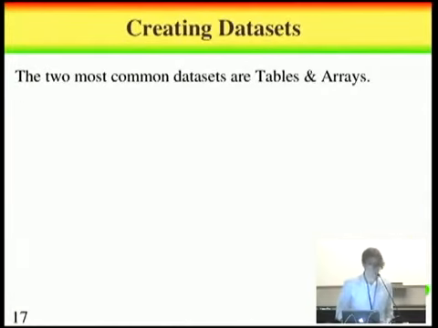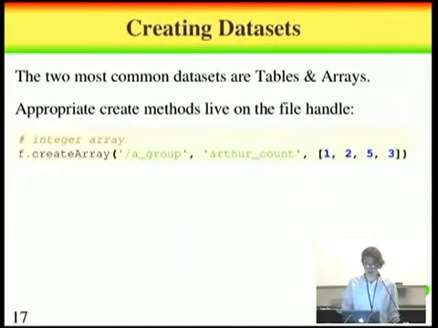So as I mentioned before, the two most common data sets in HDF5 are tables and arrays. And we're going to treat those here. So as mentioned, all the create methods have to live on the file object. So here you have a create array function. You tell it where. Here we want to create this inside the group, so you give it the path to that. And then you tell it what you want that array to be named as a second argument. And then finally, you give that array the object that you want the values to be filled with.